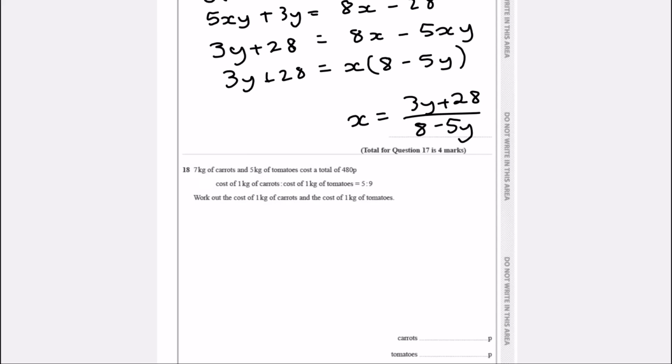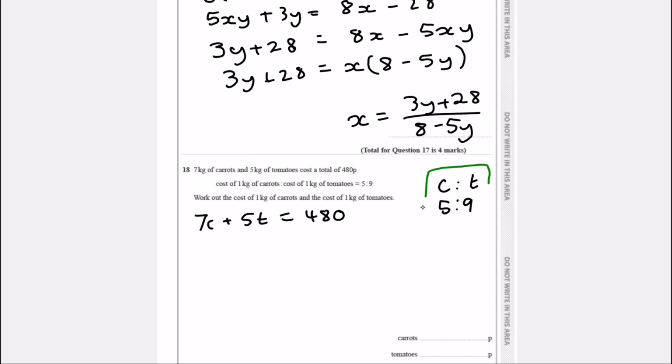Question 18. 7 kilograms of carrots and 5 kilograms of tomatoes cost a total of £4 80p. So 7c and 5t, c being the cost of a kilogram of carrots, t being the cost of a kilogram of tomatoes, is equal to 480. And then the ratio of the cost of 1 kilogram of carrots to 1 kilogram of tomatoes is 5 to 9. So the ratio of carrots to tomatoes is 5 to 9.